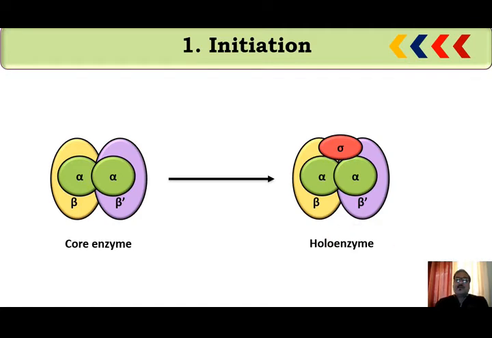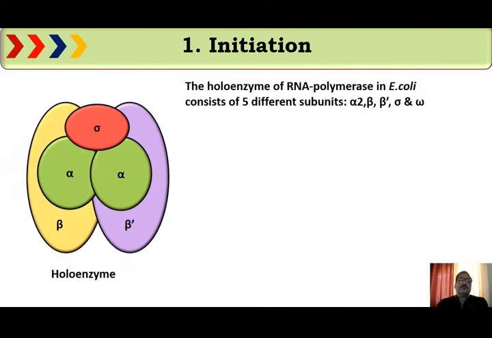So thus, in case of this E. coli bacteria, the sigma factor 70 facilitates the binding of the RNA polymerase to the promoter region. Now we shall see the function of each of these subunits of the holoenzyme of RNA polymerase in E. coli.